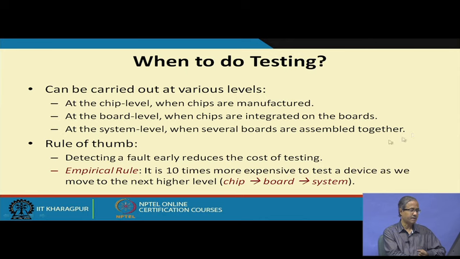Now, there is an empirical rule of thumb which exists. This is sometimes also called the rule of 10. This roughly says that if you are able to detect a fault early, it will reduce the overall cost of testing. And this empirical rule says that it is 10 times more expensive to test a device as we move to the next higher level, for example, chip level to board level, board level to system level.